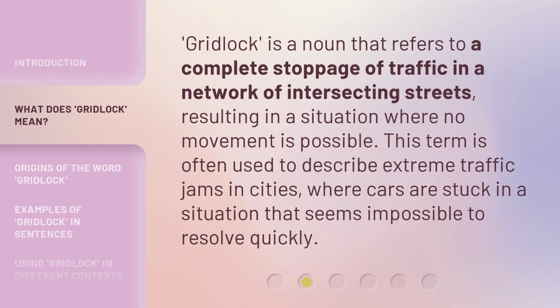Gridlock is a noun that refers to a complete stoppage of traffic in a network of intersecting streets, resulting in a situation where no movement is possible. This term is often used to describe extreme traffic jams in cities, where cars are stuck in a situation that seems impossible to resolve quickly.